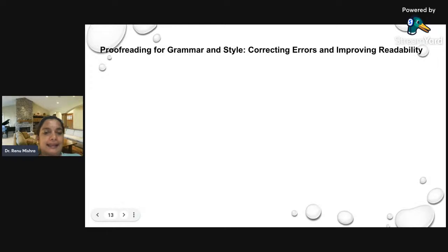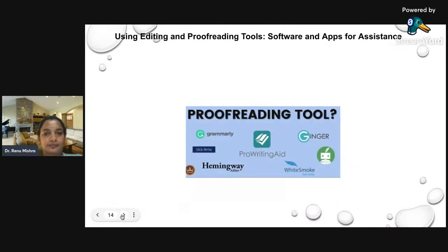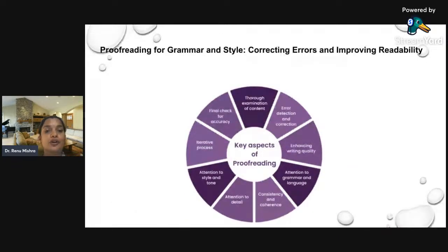Let's talk about proofreading. Like I told you, proofreading is about spelling, accuracy, punctuation. Proofreading does wonders. It's an error detection process which enhances the quality. It is like paying attention to such detail as what tone you are adopting.